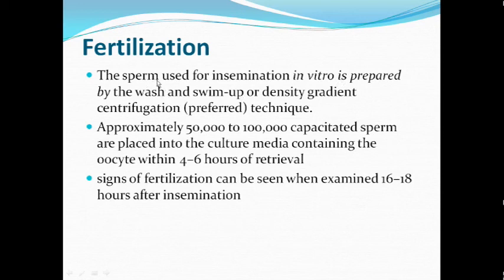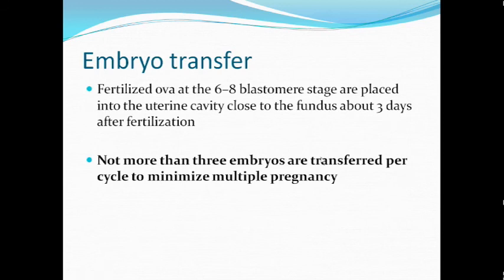Here sperm is collected immediately, and it is prepared either by density gradient centrifugation or the swim-up method. Around 50,000 to 1 lakh capacitated sperm are placed in the culture media containing the oocyte within 4 to 6 hours of retrieval, and the signs of fertilization can be seen when examined 6 to 18 hours after insemination. After fertilization, when it reaches the 6 to 8 blastomere stage, it is placed in the uterine cavity close to the fundus about 3 days after fertilization. Not more than 3 embryos are transferred per cycle to minimize multiple pregnancy.